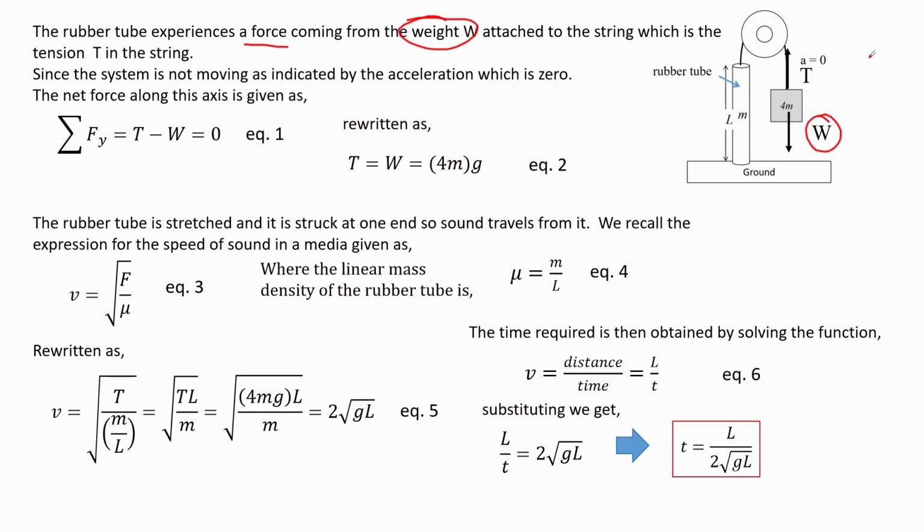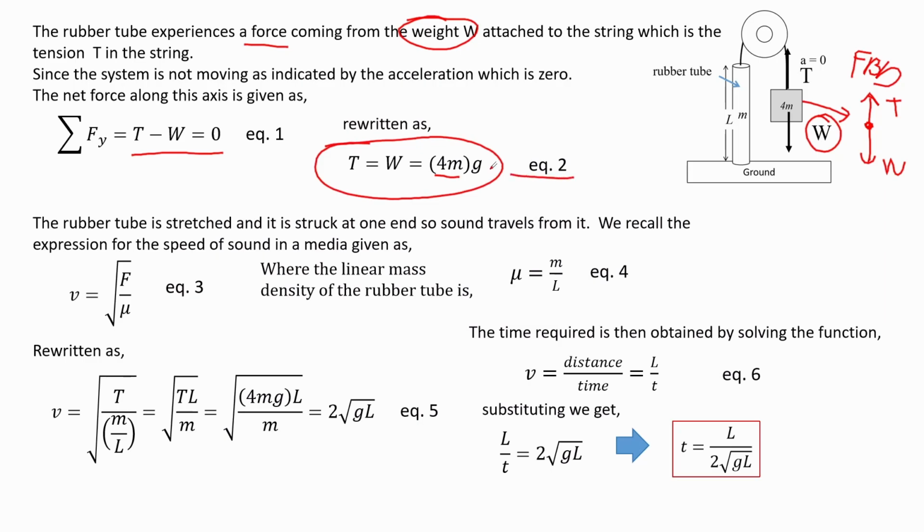So we can draw a small FBD here. You have the point mass for the 4m block. You have the tension and the weight. This tells you that if we sum the forces along the y-axis, tension is going upward minus the weight going downward is equal to 0. Rewriting it, the tension is just equal to the weight, which is equal to the mass times gravity, and the mass is 4m. So we have this expression for the tension.